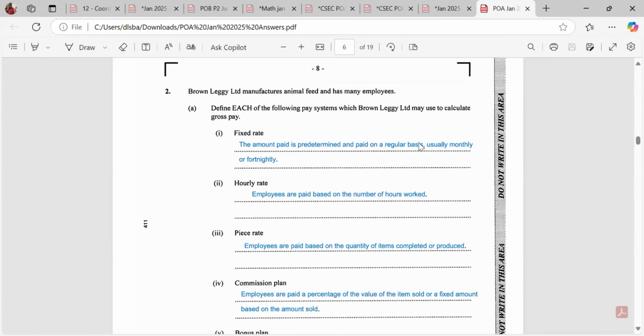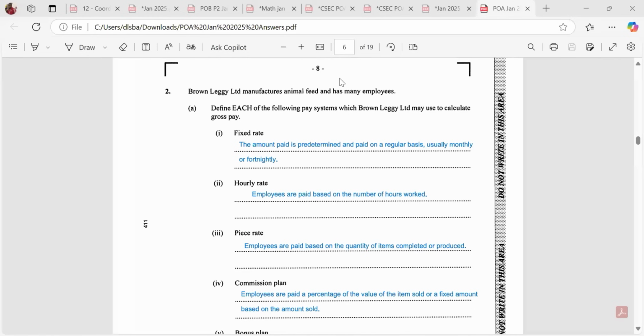Number two, they asked some pretty easy questions, right? In my opinion. So they started off with Brown Leggy Limited, manufacturers. So number 2 now, Brown Leggy Limited manufactures animal feed and has many employees. Define each of the following pay systems which Brown Leggy Limited may use to calculate gross pay.